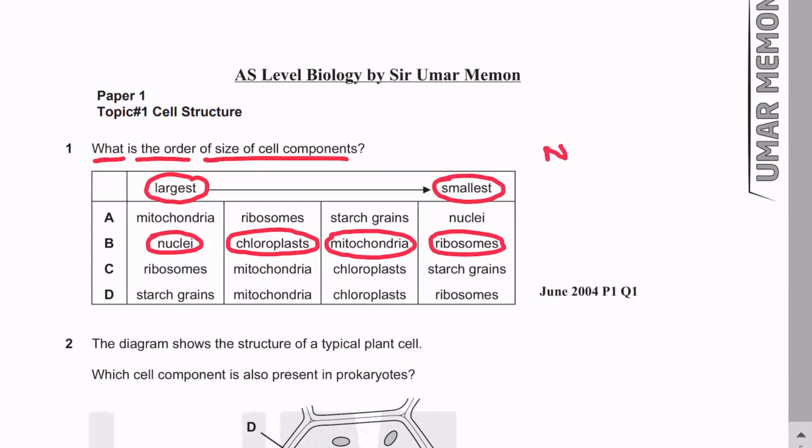We discussed the mnemonic NC, L, NC, MLR, right? So from largest to smallest: nucleus, chloroplast, mitochondria, lysosomes, and ribosomes, right? So the answer is B.